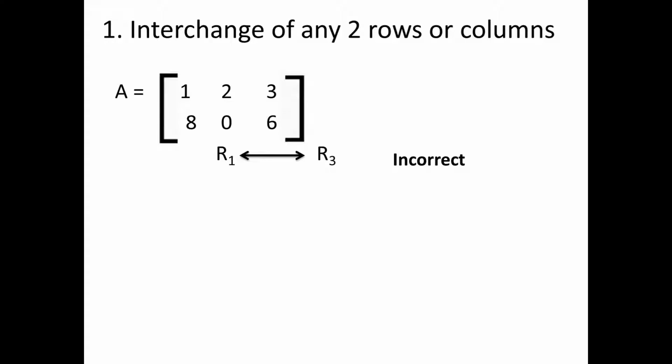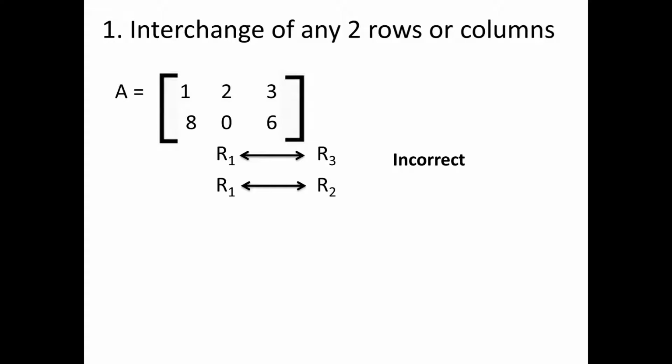So we can go for another option: the transformation between row 1 and row 2. That is, row 1 is interchanged with row 2. Now, is it correct? We have to see this. Yes, there are two rows, so this transformation is correct. This means that instead of taking row 1, I will take the elements of row 2, and instead of taking the elements of row 2, I will take the elements of row 1. So interchange here means that row 1 is changed with row 2 and the elements of row 2 are changed with the elements of row 1.